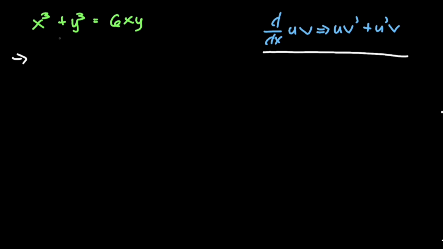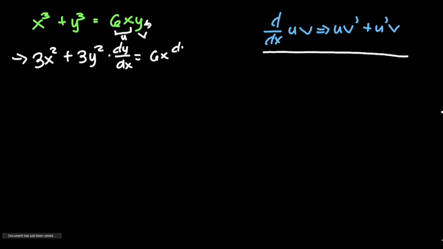x cubed plus y cubed equals 6x multiplied by y. Derivative of x cubed is 3x squared. Derivative of y cubed is 3y squared multiplied by dy over dx. In this case, 6x here would be u and y is v. So according to the product rule, 6x multiplied by dy over dx plus derivative of 6x is 6, and just copy v here, which is y.